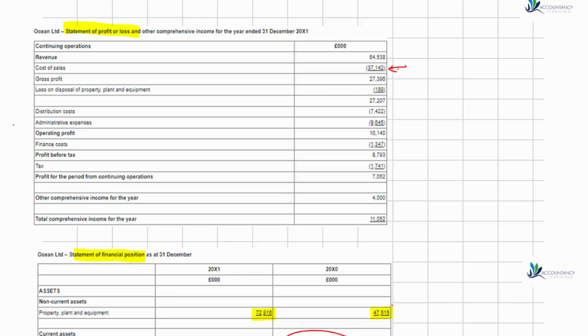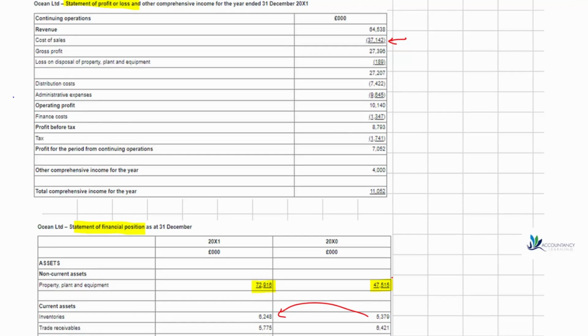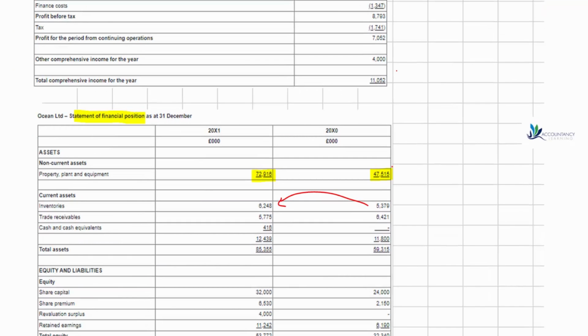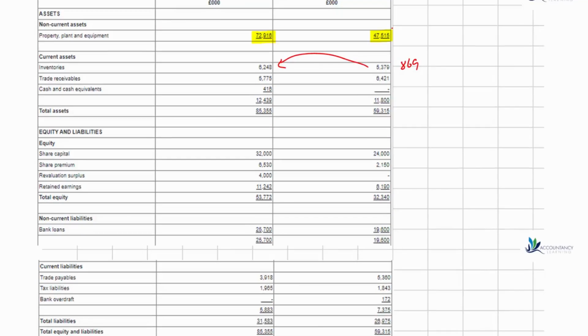But remember, cost of sales makes an adjustment for the movement in inventories because of the accruals concept. It's saying that if we've not sold those inventories yet, we don't want to include the cost yet. So that means we still need to recognize that inventories have gone up and therefore cash must have gone down by the difference. So in this case, if you look at the difference between these two numbers, we have a figure of 869, and we need to recognize that in the top part of our answer.